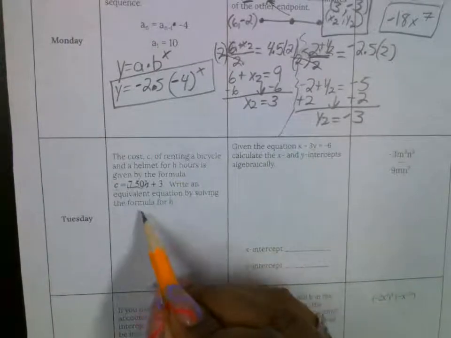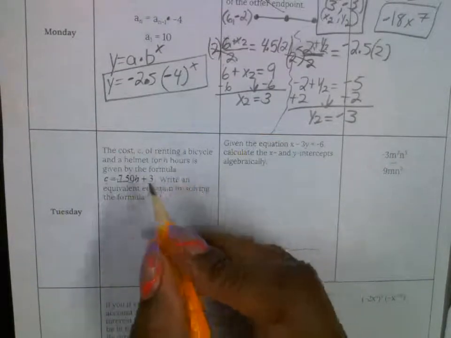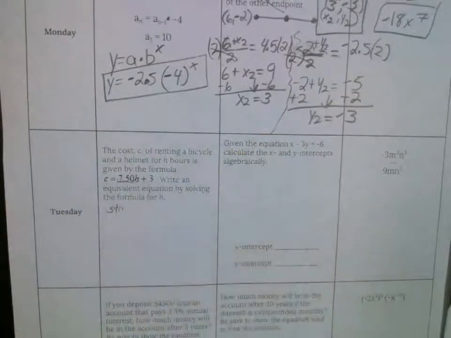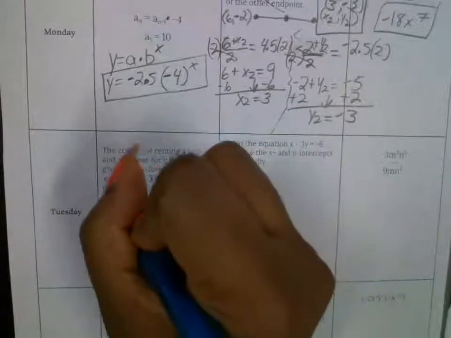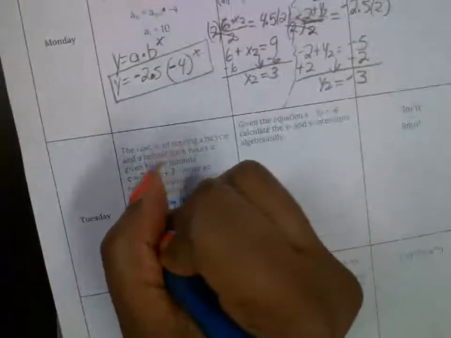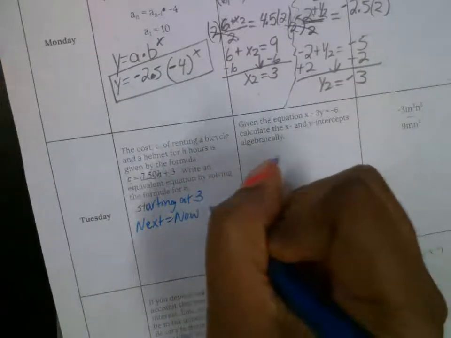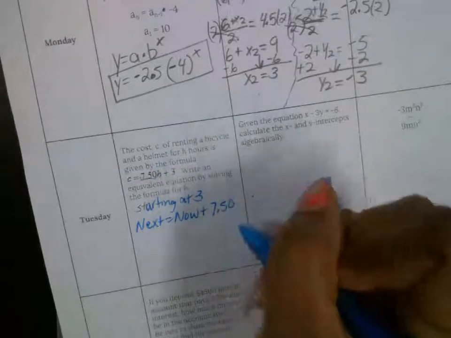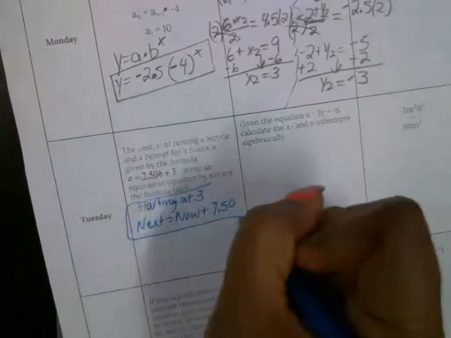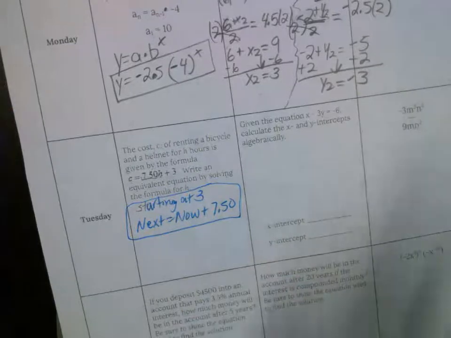Write an equivalent equation to solve for H. Okay, so you could write a next-now equation if you wanted to. Let's write a next-now. Starting at, what's the starting amount? I'm going to write this. 3. The starting amount is 3. And then every single hour, what are you adding every hour? So it could be next is equal to now plus the $7.50 for every hour. This could be your equation that you write, okay? You can write the a sub n equation, either one, it doesn't matter.